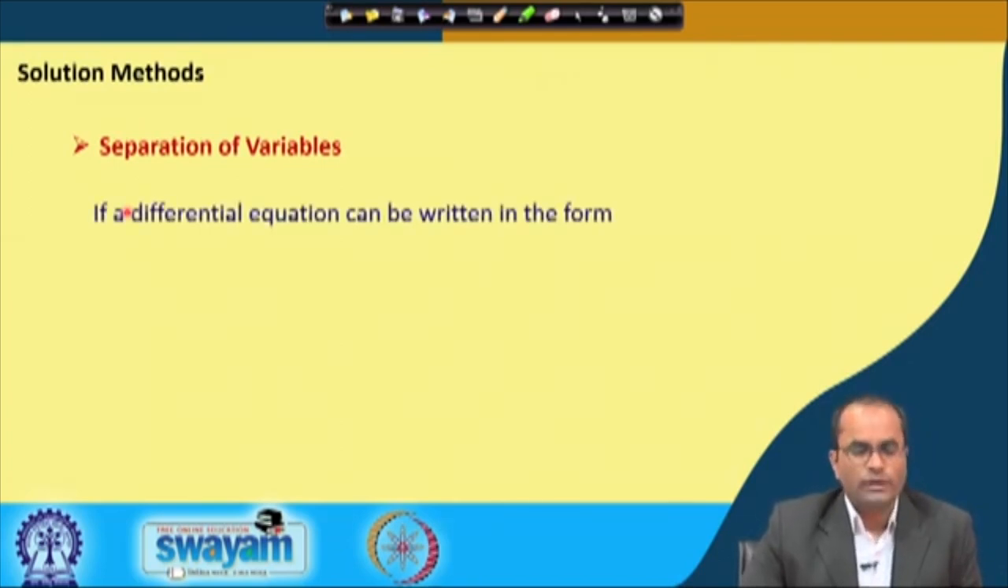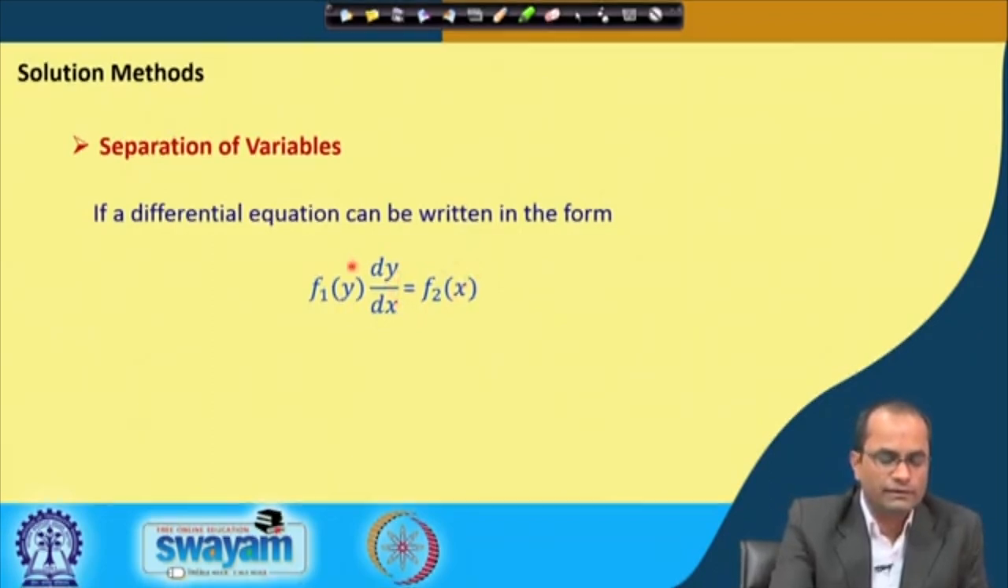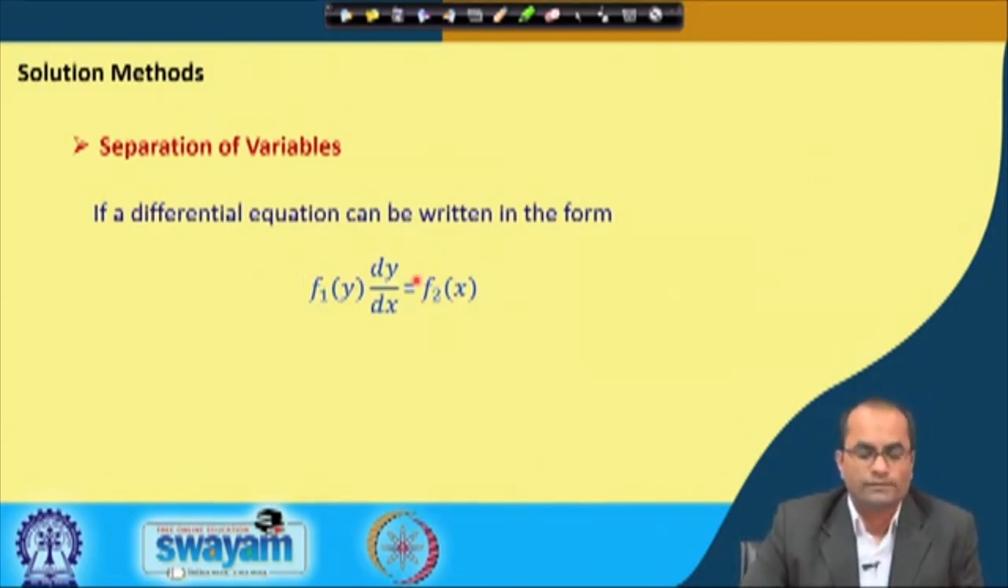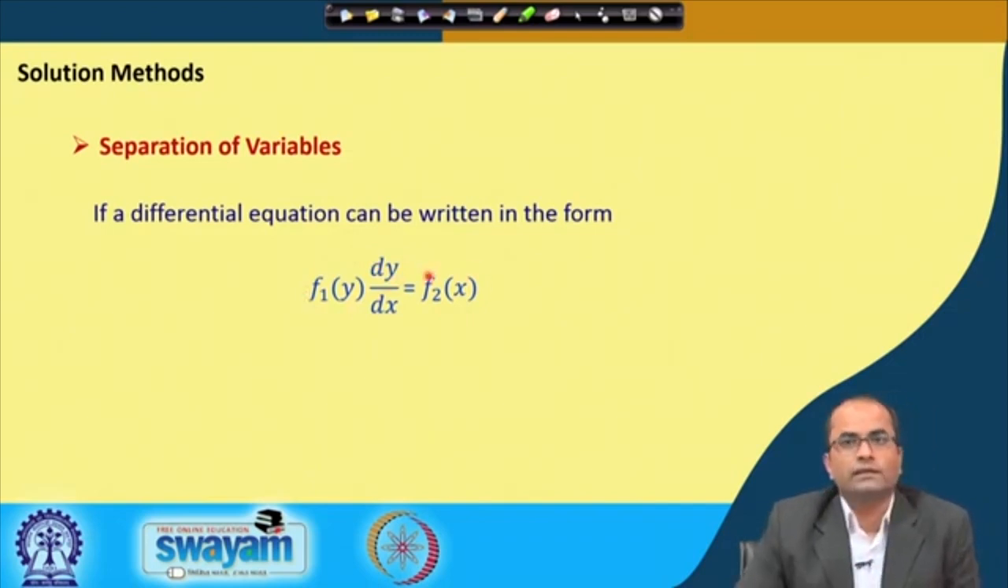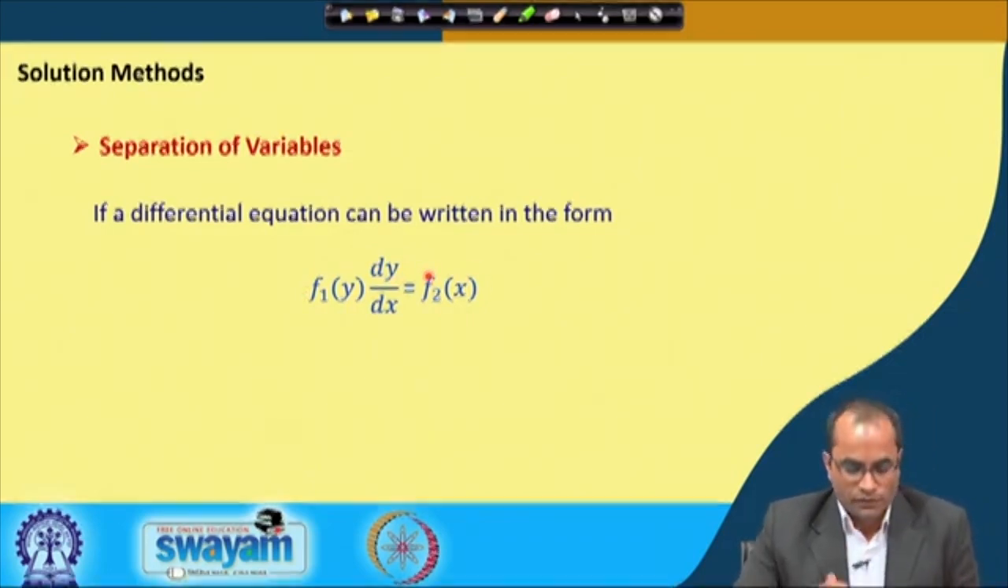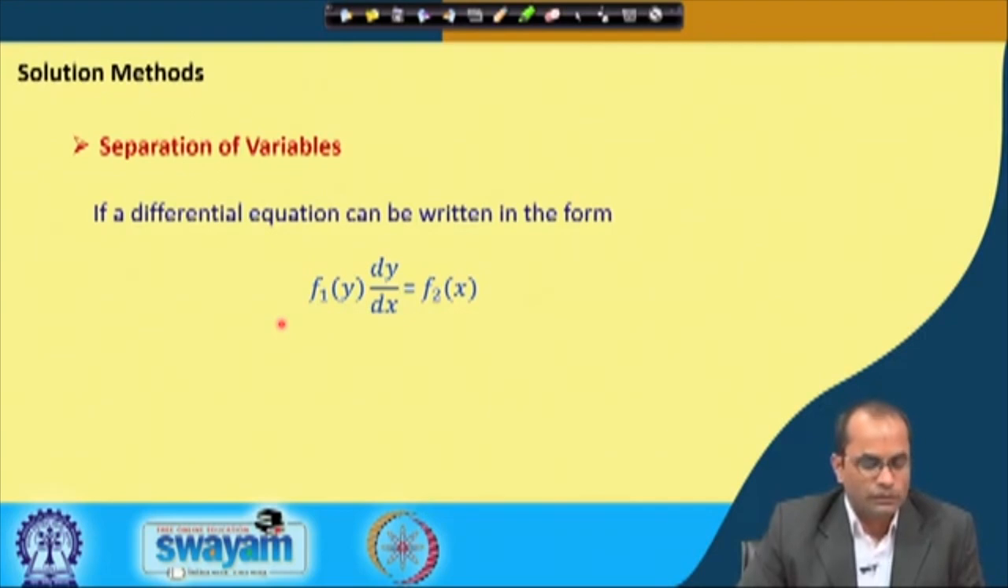Here, if a differential equation can be written in this form, f1(y) dy over dx is equal to f2(x), the point is that everything that is a function of y we can collect on one side, and on the other side the function of x. In that case, we call this equation variable separable, because now we can easily integrate it: the left hand side is only a function of y and the right hand side is everything a function of x. So, if we can put it in such a form, then we can easily integrate these equations.